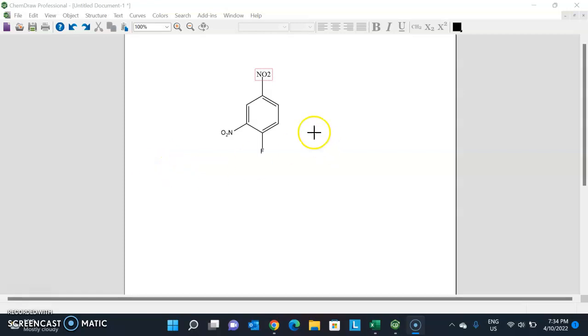Okay, so we're going to start by looking at aryl halides and how we can get them to be reactive. Because aryl halides are attached to an alkene, they aren't typically reactive in normal conditions.